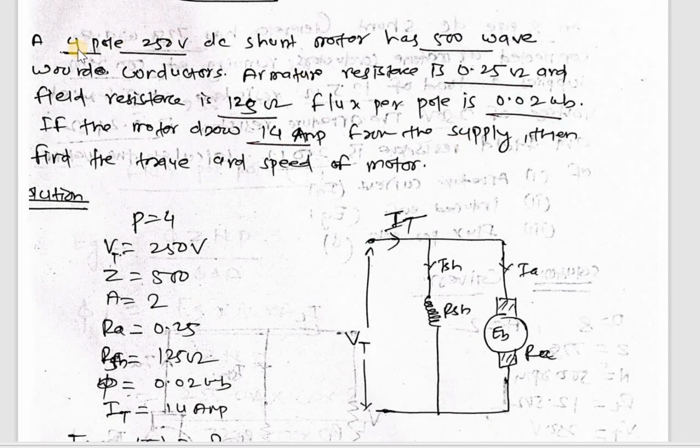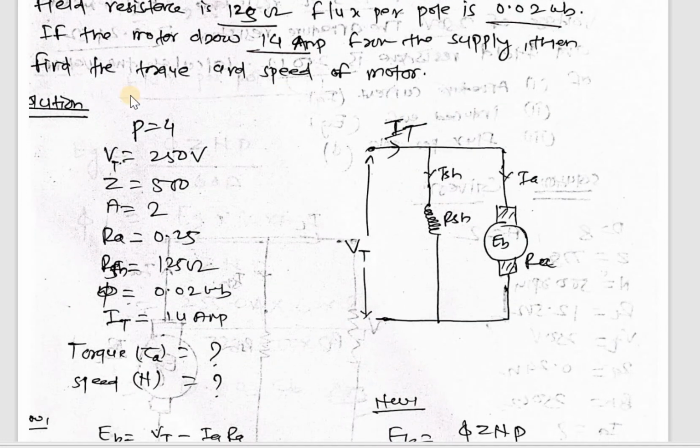And another problem is a 4-pole 250 volt DC shunt motor has 500 wave wound conductors. Armature resistance is 0.25 ohm and field resistance is 125 ohm. Flux per pole is 0.02 Weber. If the motor draws 14 ampere from the supply, then find the torque and speed of the motor.